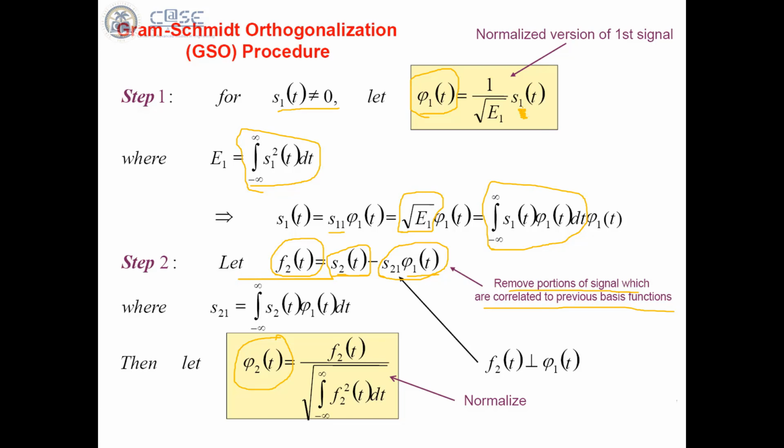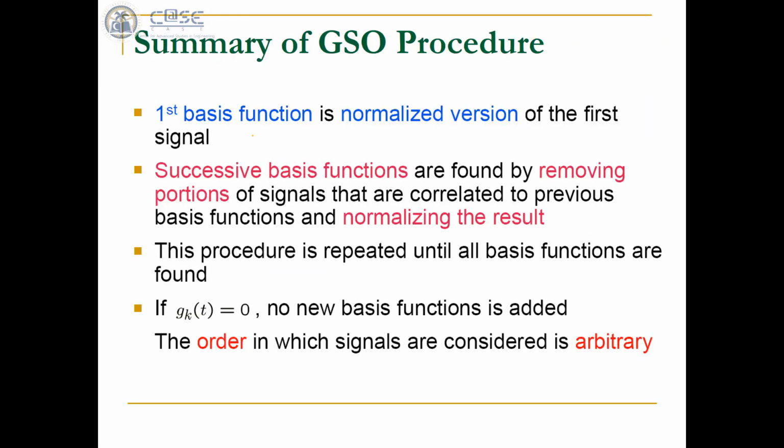You may have chosen s2 of t there and normalized it with 1 over under root E2 to get the first basis function. That is, phi 1 of t equals 1 over under root E2 times s2 of t. You could have chosen s2 of t. So it's chosen arbitrarily, provided that signal is not equivalent to 0. In summary, the first basis function is the normalized version of the first signal chosen by you.